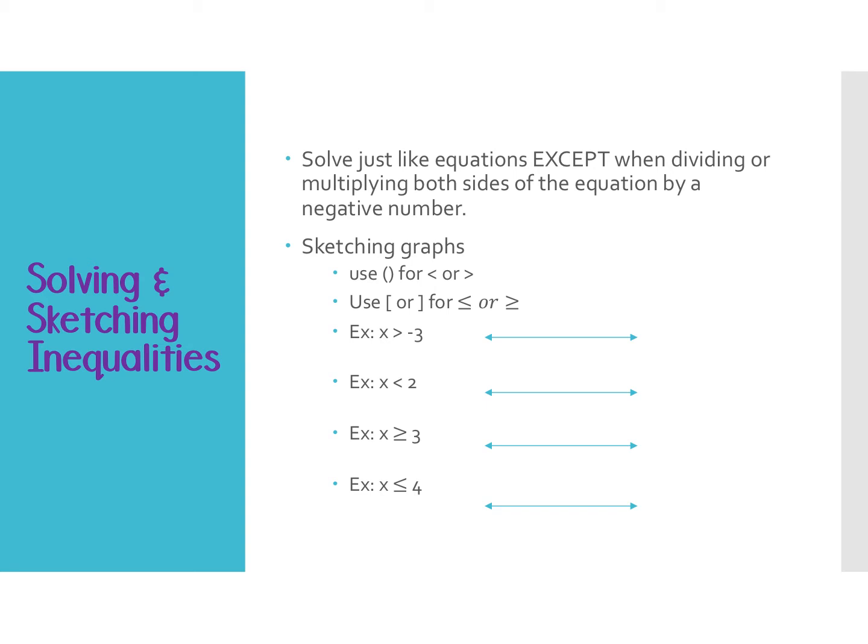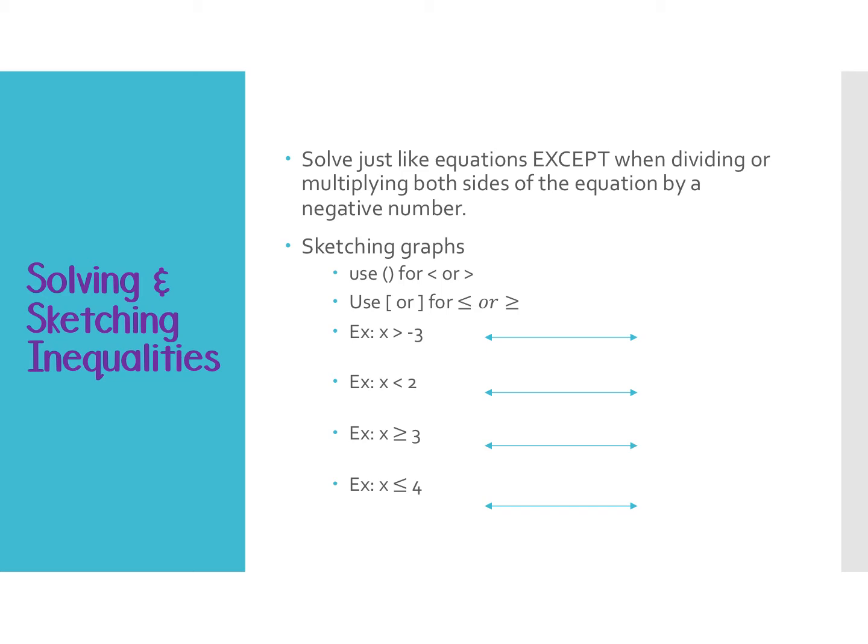When you're solving an inequality, we solve it just like an equation, except for 2 scenarios: when we divide or multiply both sides of the equation by a negative number. When you do that, it flips signs. So if it was less than, it becomes greater than, less than or equal to becomes greater than or equal to, and so on and so forth. You're going to solve these, and then you're also going to sketch the graph of the solution set.